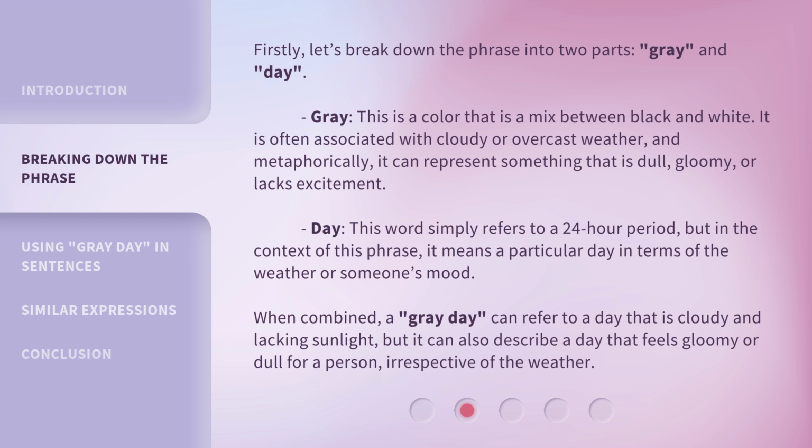When combined, a gray day can refer to a day that is cloudy and lacking sunlight, but it can also describe a day that feels gloomy or dull for a person, irrespective of the weather.